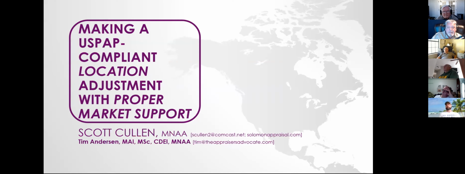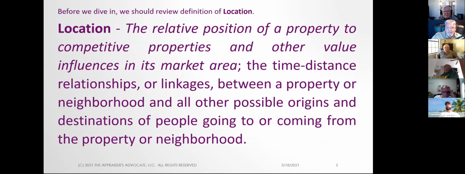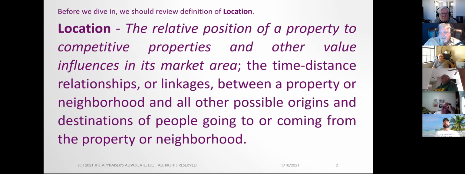All right. Before we get going, we want to come up with a definition of location. As we refer to location, we're not referring to site and view yet. That is the next presentation. So this one is just location, and this is basically where the property sits on the planet relative to linkages. We will be looking at site and view in the future. We're just looking at the four corners of the property and where they are on the planet.